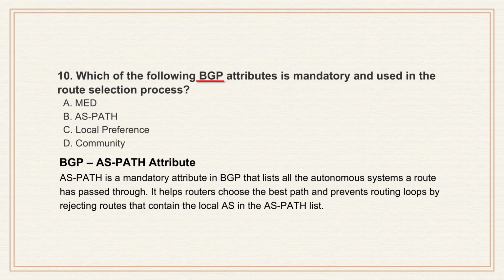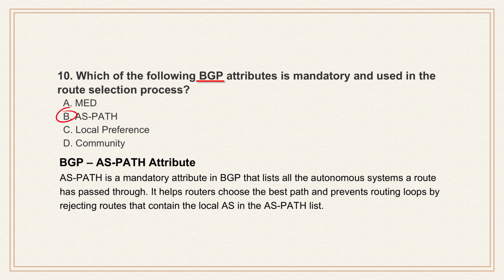Back to BGP one last time. It identifies B, AS path, as a mandatory attribute used in route selection. What exactly is the AS path, and why is it so vital? Okay, the AS path. It's fundamental to BGP. It's basically a list of all the autonomous systems, the ASes, that a particular route advertisement has traveled through to get to you. And an AS is like a big network provider? Yeah, generally. A large network or group of networks under a single administration, like an ISP or a major company.